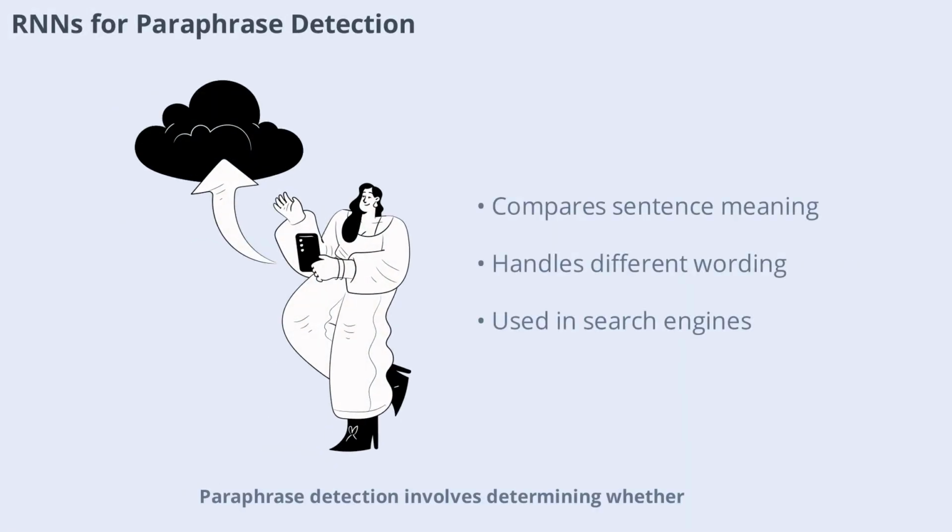Paraphrase detection involves determining whether two sentences have the same meaning, even if they use different words. RNNs can compare the sequences and context of both sentences, making it easier to identify paraphrases. This is useful in search engines, plagiarism detection, and question-answering systems.